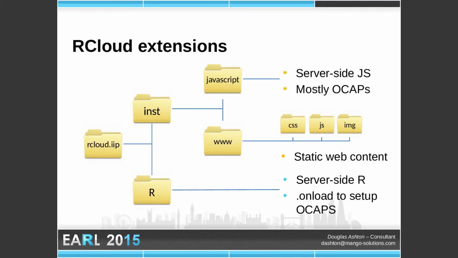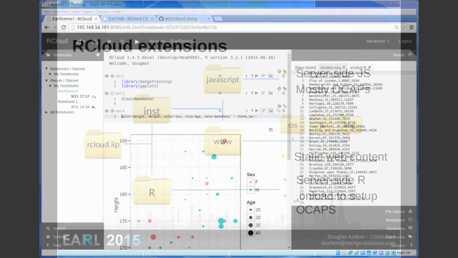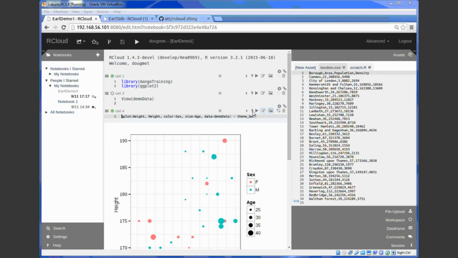We can store this all really neatly inside an R package. If you don't want to know about R packages, don't worry. It's just very easy to extend RCloud. Okay, so time to take a look at that.